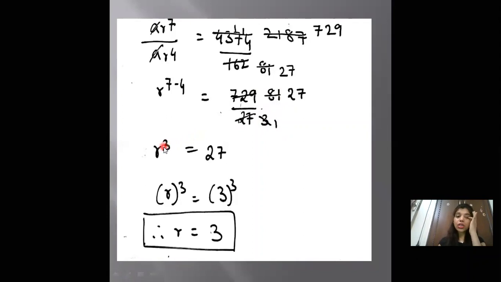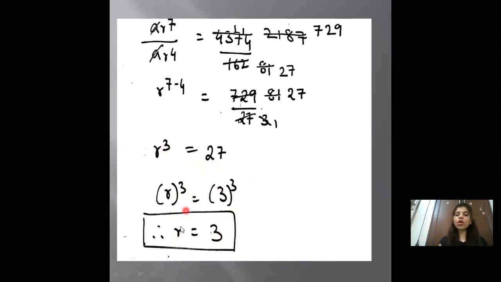Now R cube, because 7 minus 4 is 3. So you have to convert this also to the power of 3 so that you can get the value of R. So 27 can be converted in the form 3 raised to 3. Now, as you can see, the indices are the same, the value of the index, that is 3 and 3, is the same. So the bases become the same. So R is equal to 3.